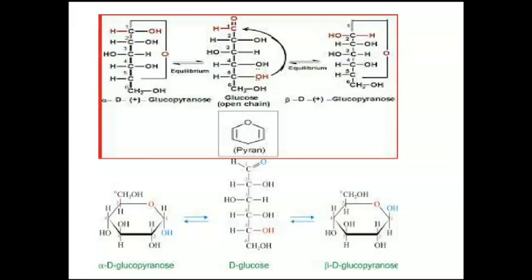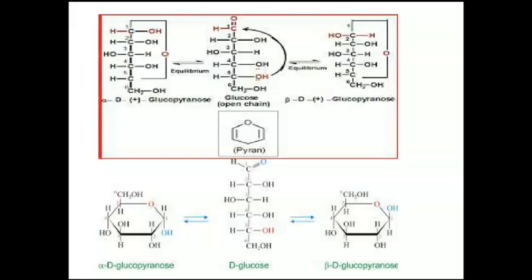Now what is the meaning of capital D here? Capital D simply represents the relative configuration. It is not the optical rotation. It simply represents the relative configuration. Now the exact configuration of glucose has been established by Fischer on the basis of its chemical characteristics and also some other structural investigations, and it has been correctly named as D-glucose.